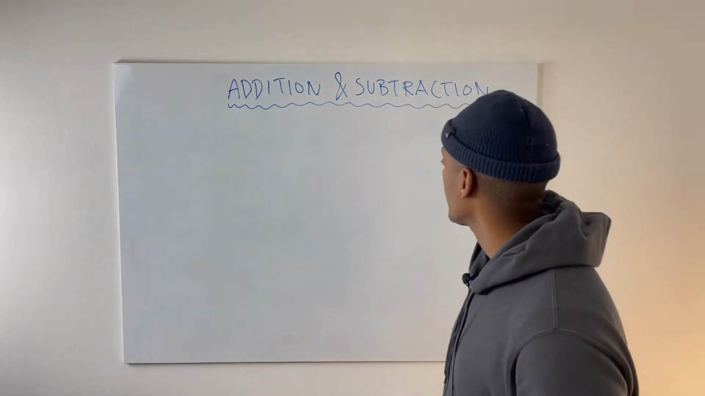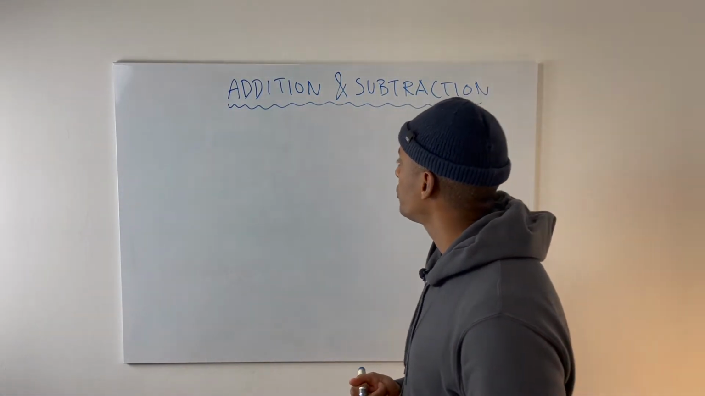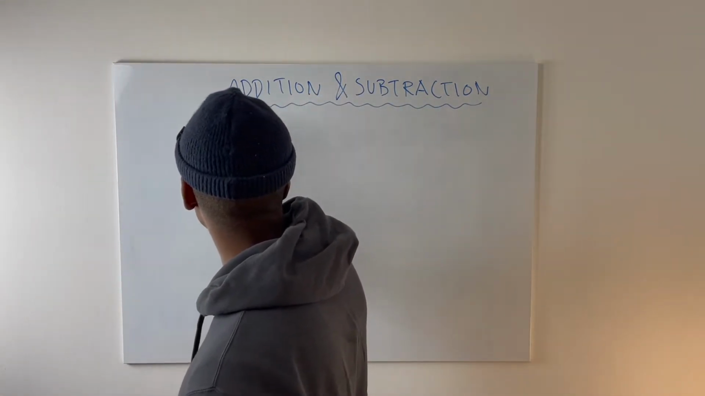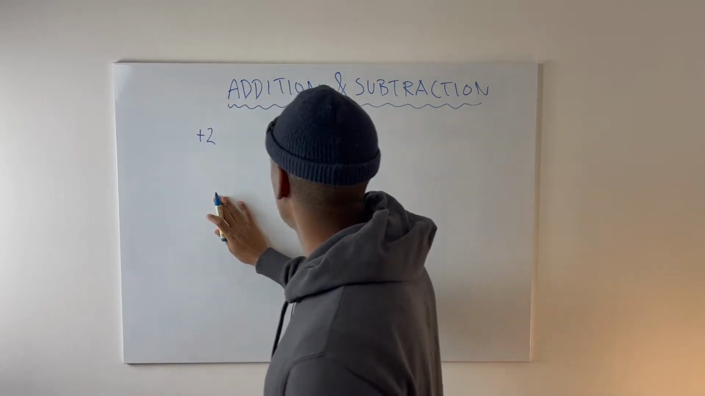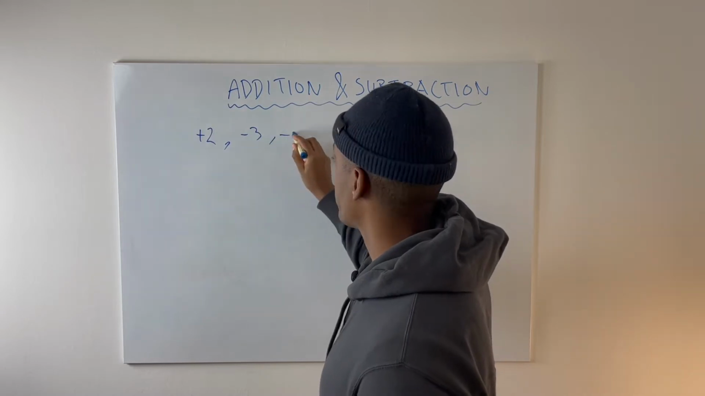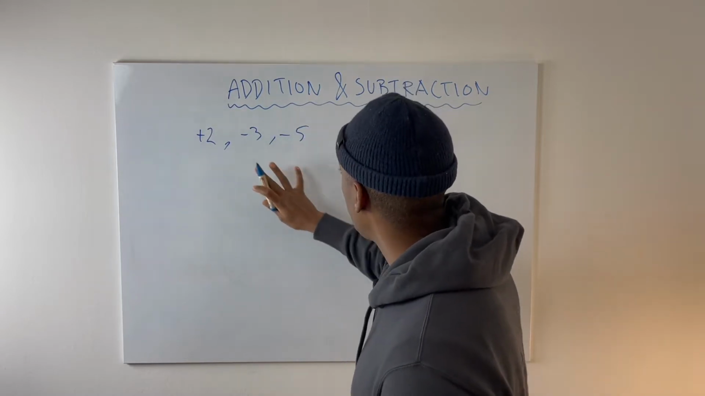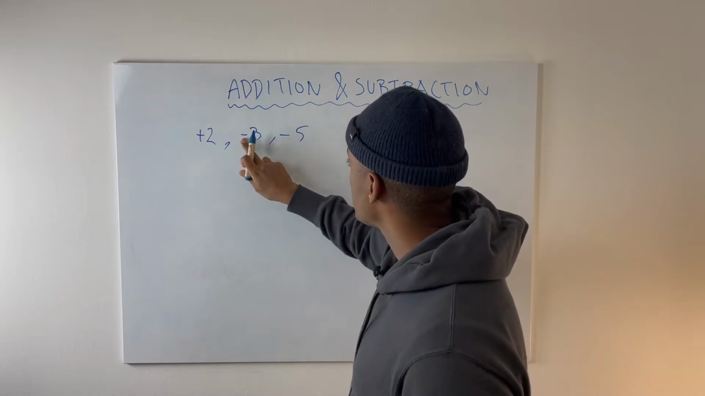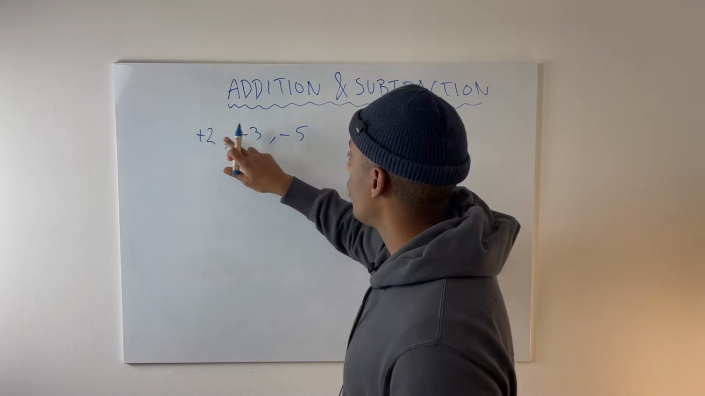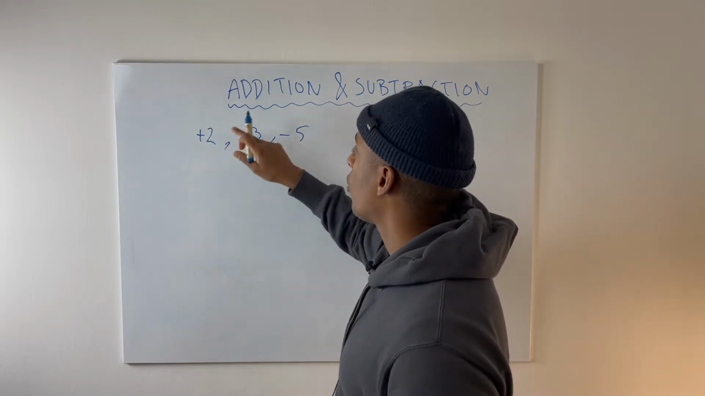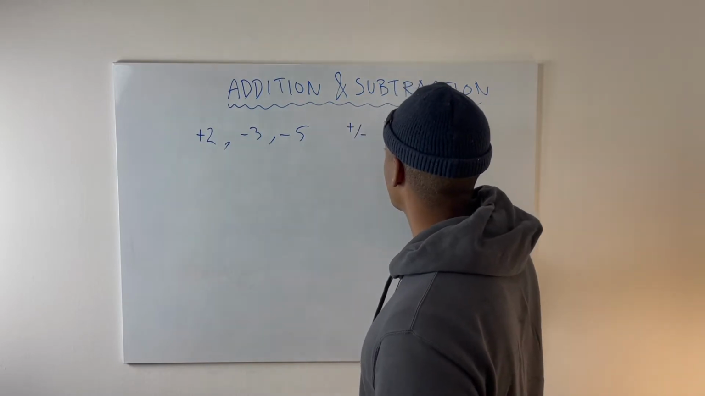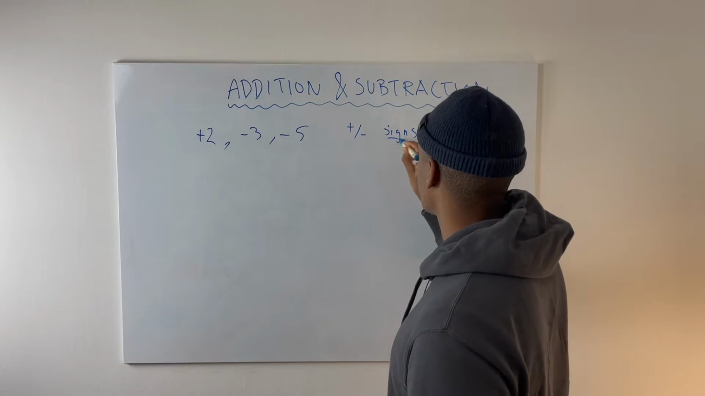Okay? So first, I want you guys to notice one thing. Sometimes we do write something like plus 2 or simply 2. We can say minus 3 or minus 5. Here, these signs, the plus sign and the minus sign, indicate whether it's a positive number or a negative number. So we have plus and minus signs, right?